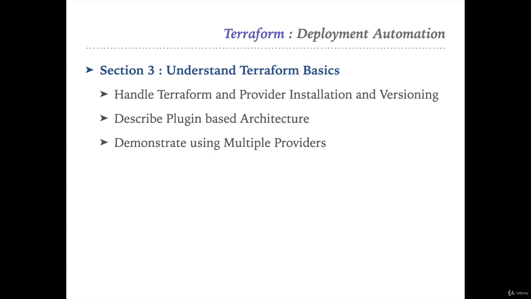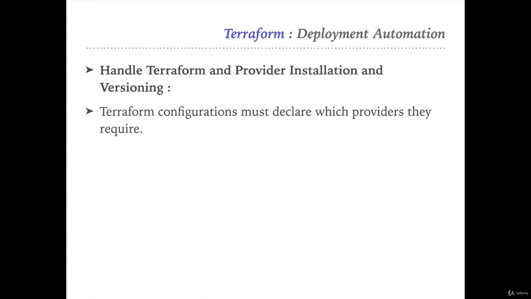So over here, let's discuss handle Terraform and provider installation and versioning. Here, the Terraform versioning is no more required, that is deprecated, and in the latest version of Terraform, we are not bound to use the versioning in the Terraform configuration. Terraform configuration must declare which providers they require. So whenever we create a Terraform configuration, we need to define the provider. In this course, we use the provider AWS. If you are going with other providers like Oracle Cloud, Microsoft Azure, or Google Cloud Platform, then you need to define these providers. But Terraform provider declaration is a must in the Terraform configuration file.